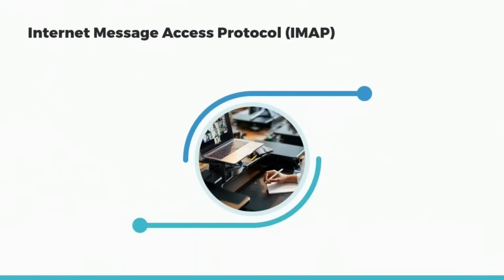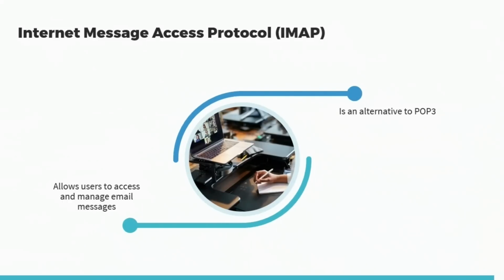In this video, we'll provide an overview of the Internet Message Access Protocol, or IMAP, which might also be referred to as IMAP 4, which is the current version. Now, IMAP allows you to access and manage email messages and is commonly used as an alternative to POP3. But like POP3, IMAP is a receive-only protocol. In other words, SMTP is still required for IMAP accounts in order to send mail.